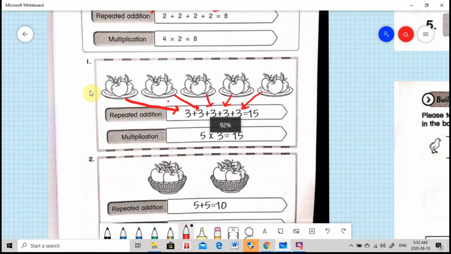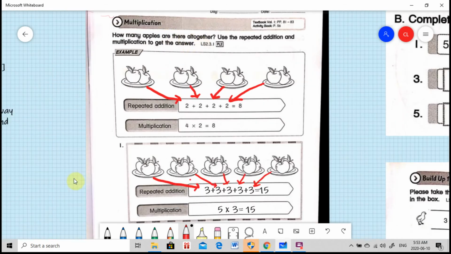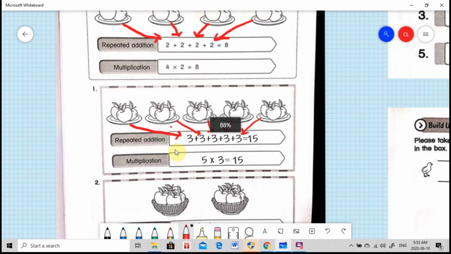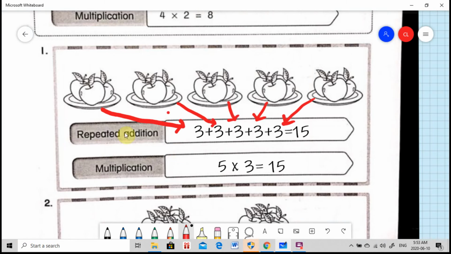To find out how many apples there are altogether, we can find it faster using multiplication. What I do is first figure out how many groups we have. We have 1, 2, 3, 4, 5. We have 5 groups of 3.